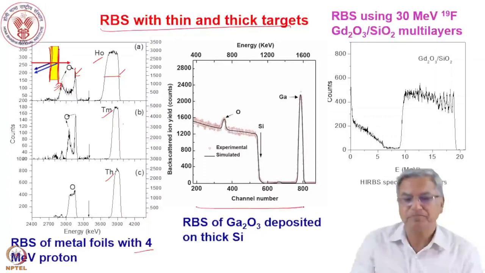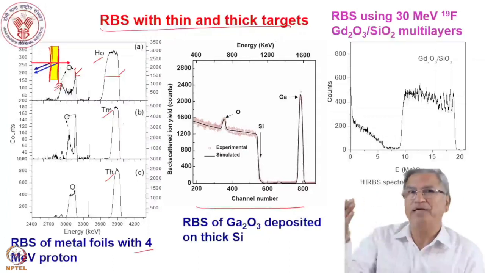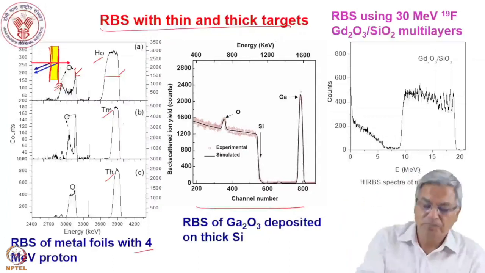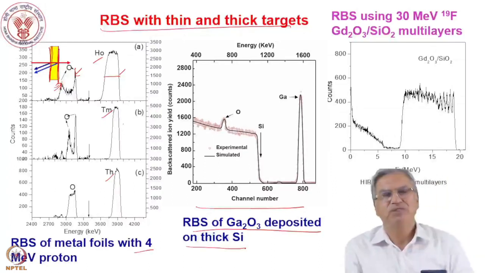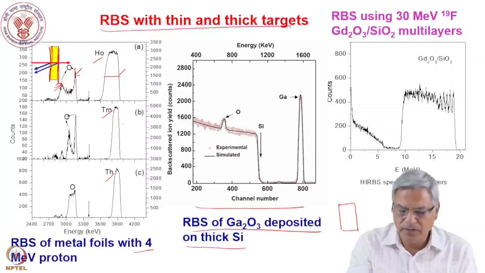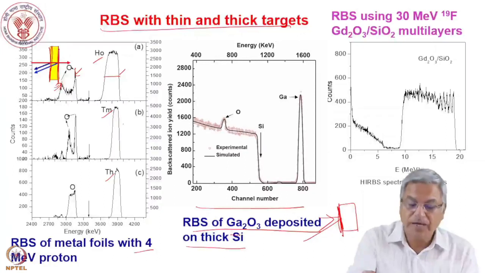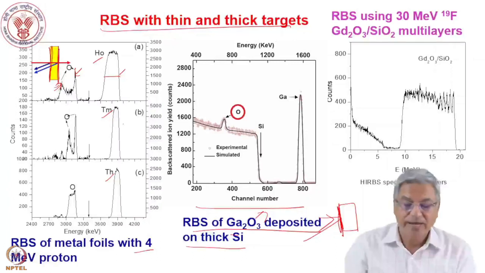If you have a thick target, the projectile will stop somewhere in the target. The high Z impurities will appear at a much higher energy, and there will be a big hump because of the bulk material. This is the RBS spectrum of gallium oxide deposited on a thick silicon foil. Suppose you have a silicon foil and gallium oxide on the surface, and you see the backscattering. The gallium peak will come at much higher energy, but the oxygen will be at much lower energy, because the kinematics depend upon M2. And silicon will be somewhere here.